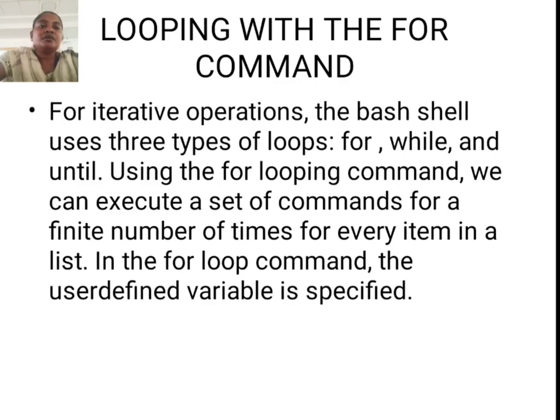Looping with the for command. For iterative operations, the bash shell uses three types of loops: for, while and until. Using the for looping command, we can execute a set of commands a finite number of times, for every item in a list. In the for loop command, the user defined variable is specified.